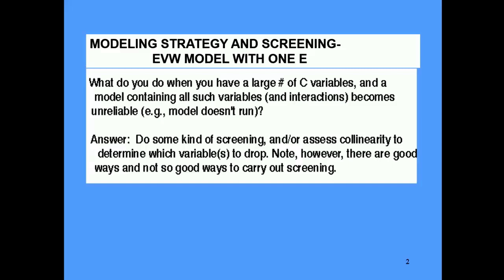So here's the situation: you're doing the study, you've done your literature review, you've identified a whole bunch of variables that you want to consider putting in your model. You've got maybe one or more E's and you have one or more C's. And I'm asking, what do you do when you have a large number of C variables and a model containing all these variables becomes unreliable, or even the model doesn't run? That happens. You sometimes decide, I'm going to put everything in the model, I'm going to run logistic regression, and the model doesn't run. What do you do?